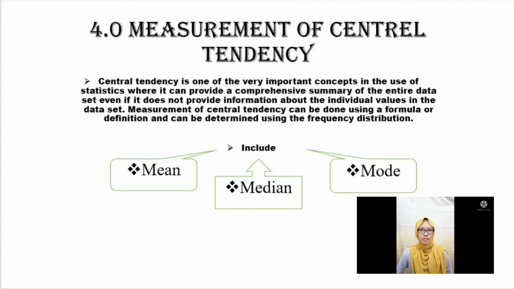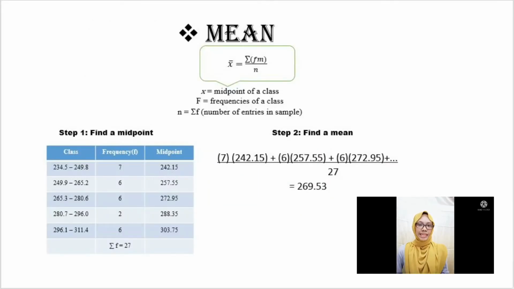The measurement of central tendency. Central tendency is one of the very important concepts in the use of statistics. Measurement of central tendency can be done using a formula or definition and can be determined using frequency distribution. Mean of a given data is the sum of all observations divided by the number of observations. Here is a formula for mean.